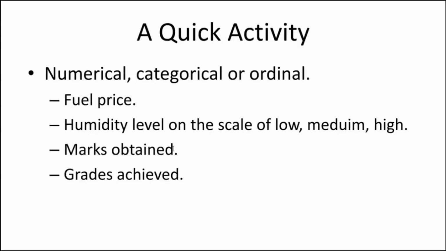Similarly, we have marks obtained. Again, the marks obtained is on a scale from 0 to 100 in most of the cases, so it will be numerical data. Finally, grades achieved, as we discussed earlier. In our country, the grades are like A plus, A minus, B plus, and so on. So the grades achieved are categorical, but since it has a mathematical meaning attached to that, it will be ordinal data. So fuel price, again, numerical. This one is ordinal, this one is numerical, and this one is ordinal again.